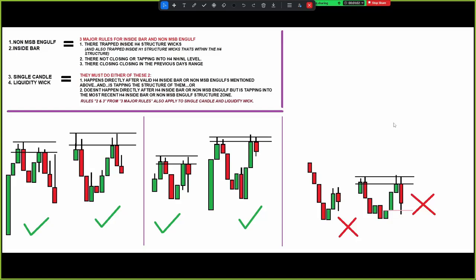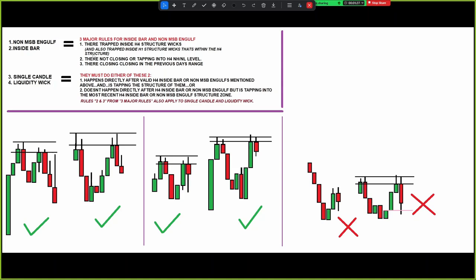Okay, so in this lesson, we're going to go over the rules for previous H4 candle being in the same direction and when's the best time to consider trading in the same direction as the previous candle. These are the 4 candles that we're going to be focused on: non-MSB engulf, inside bar, single candle, and liquidity wick, which of course you're already familiar with from the previous lesson.